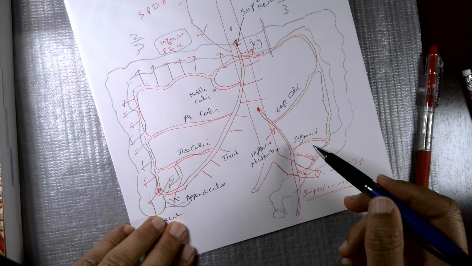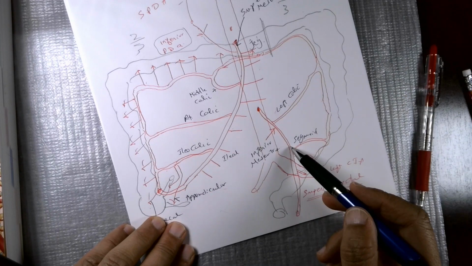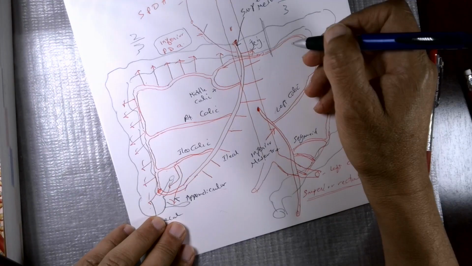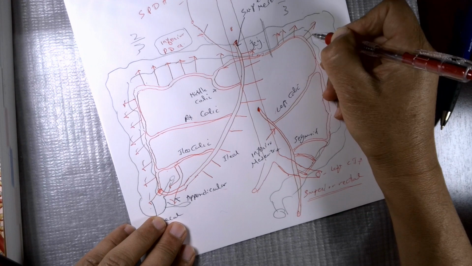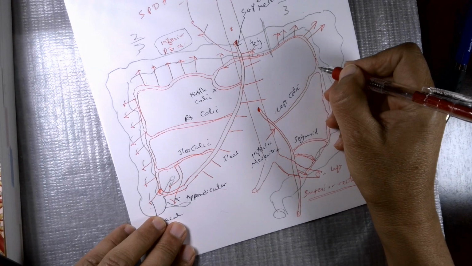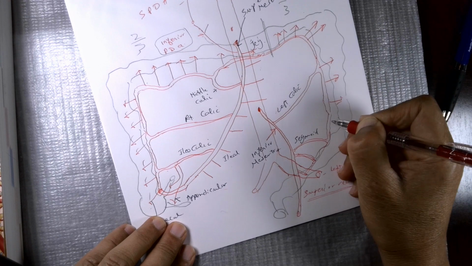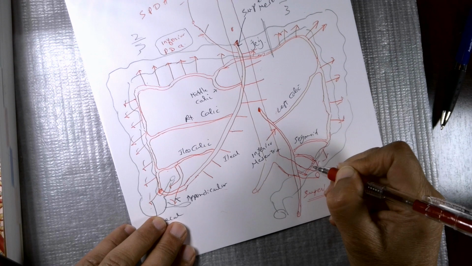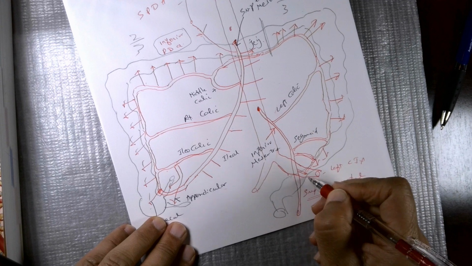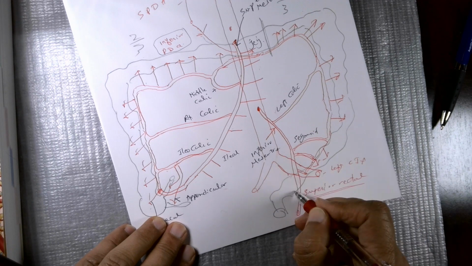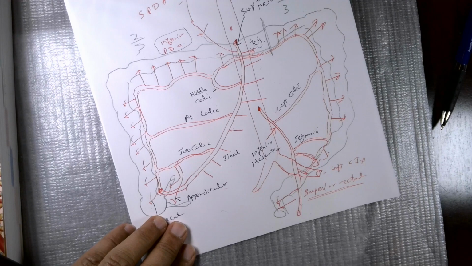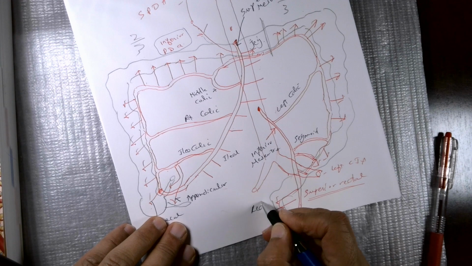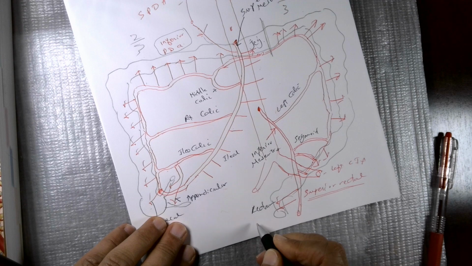So what are areas supplied by inferior mesenteric at the end? This one, left third of transverse colon, left colic flexure, descending colon, sigmoid colon, rectum, this is superior rectal artery, and upper part of anal canal. So rectum, anal canal.